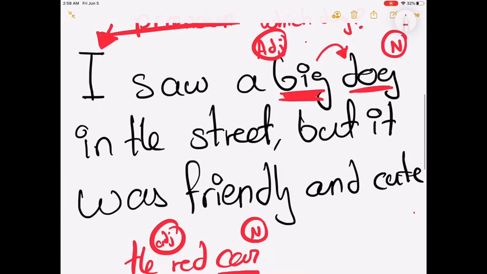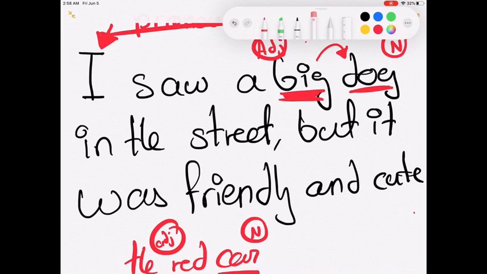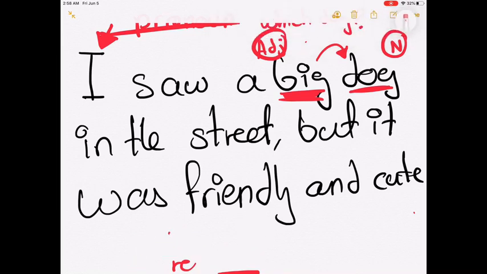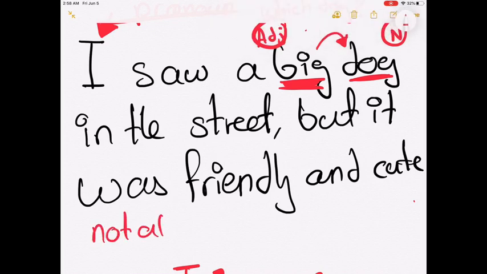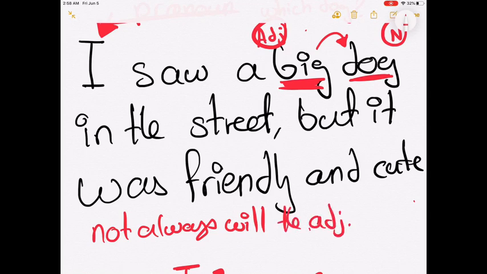But I want us to continue reading this example, to prove that this is not always the case. Not always will you find, and let me write it to you here, this is especially important in SAT, not always will the adjective be beside the noun.